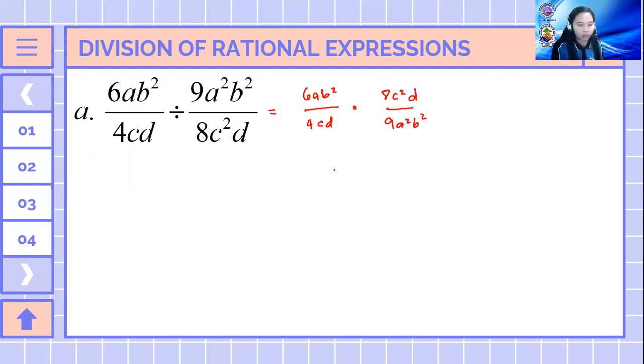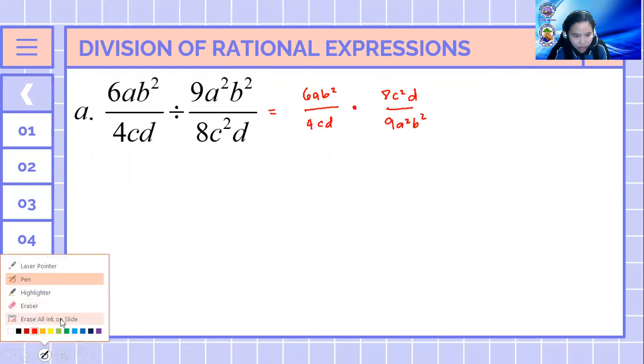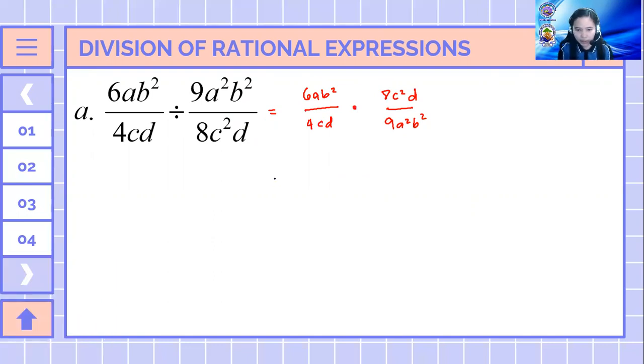Right? And then we will apply our knowledge on how to multiply rational expressions. We can use the second method, the cancellation. Okay? So we can cancel out 6 and 9. 6 will become 2. 9 will become 3. And then we have the a. A will be cancelled out. A squared will become a. And then the variable b, when we subtract, b squared divided by b squared, 2 minus 2 is equal to 0. Any number raised to 0 is equal to 1.